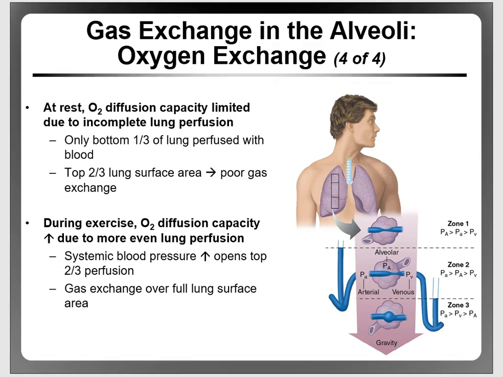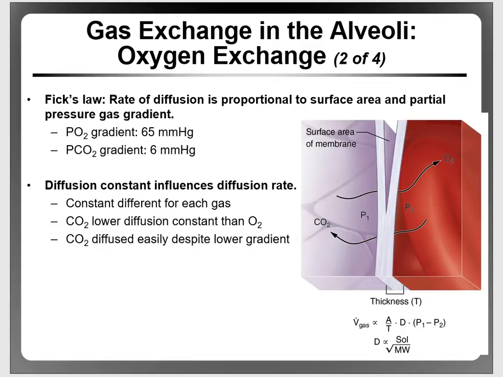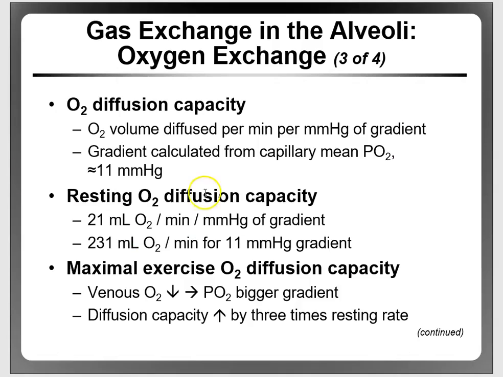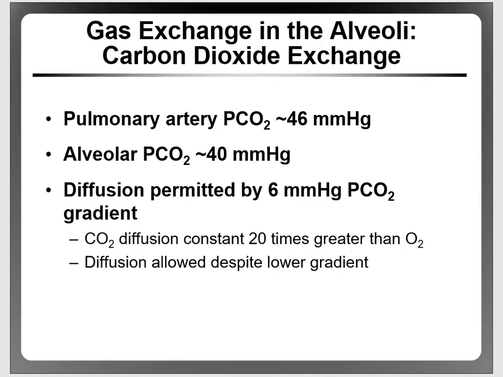All right, so I feel like I missed a few things. Let me go back to this and see if I hit anything or missed anything that I needed to hit. Okay, so looking through here, it looks like I have addressed these diffusion constant differences, and I addressed the diffusion capacity here, the resting diffusion capacity, and then what happens with maximal exercise oxygen diffusion capacity. So let's look at carbon dioxide briefly, and I'm going to refer you to one of the pictures in the text.